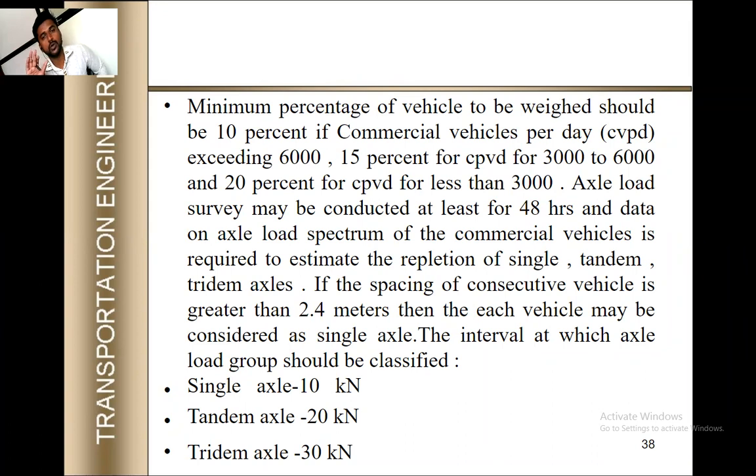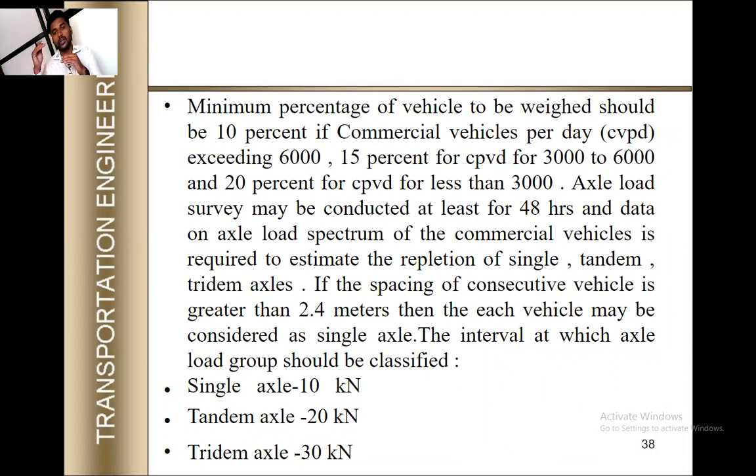We only discuss the heavy vehicles. We need to check whether these vehicles are traveling within the limits provided by the government. Whether loads are within the limit. So how many vehicles do we need to check? If commercial vehicles passing on that road per day are more than 6,000, then we need to check at least 10% of vehicles.